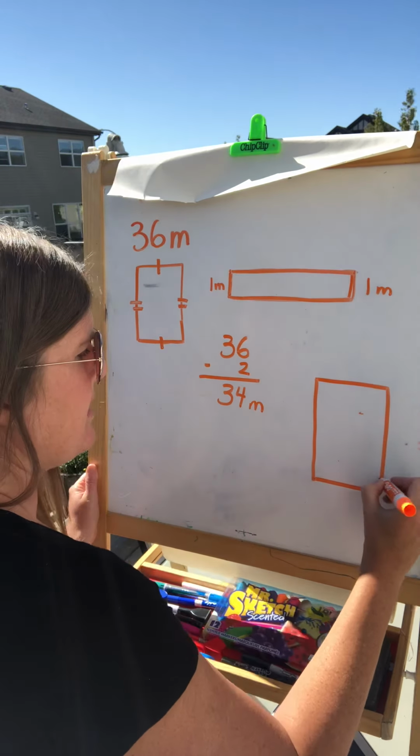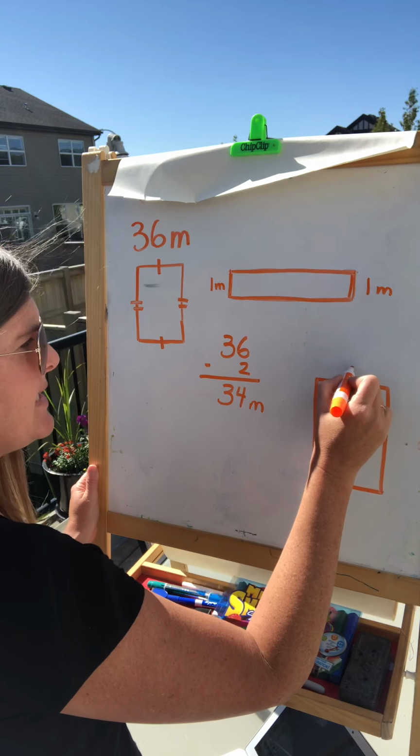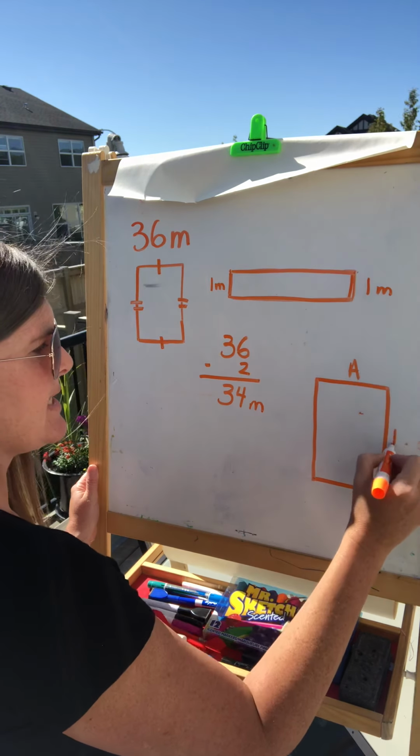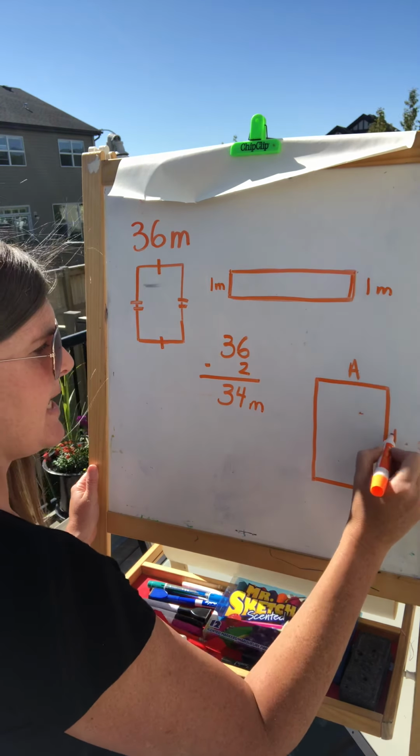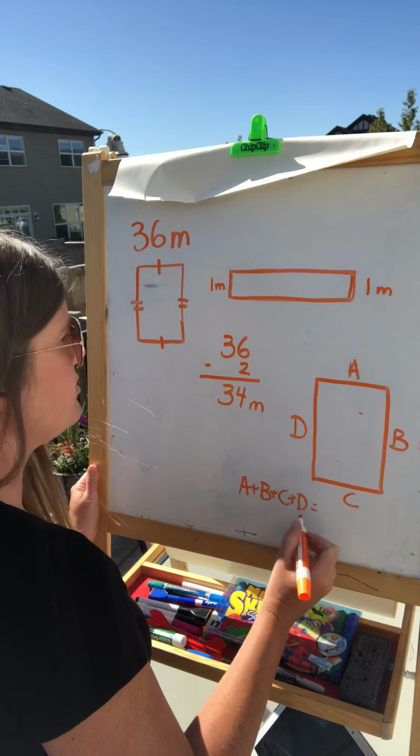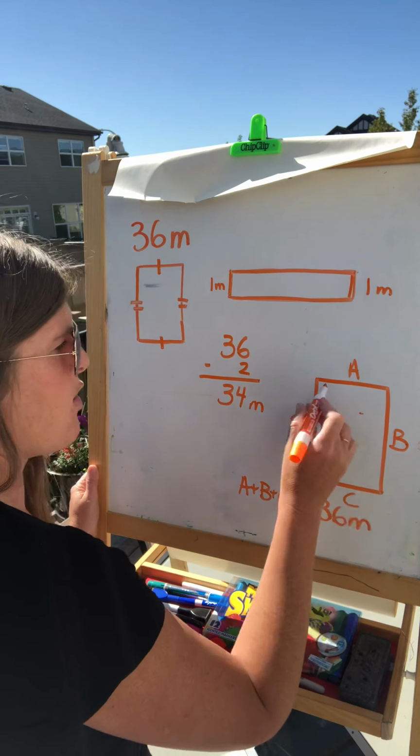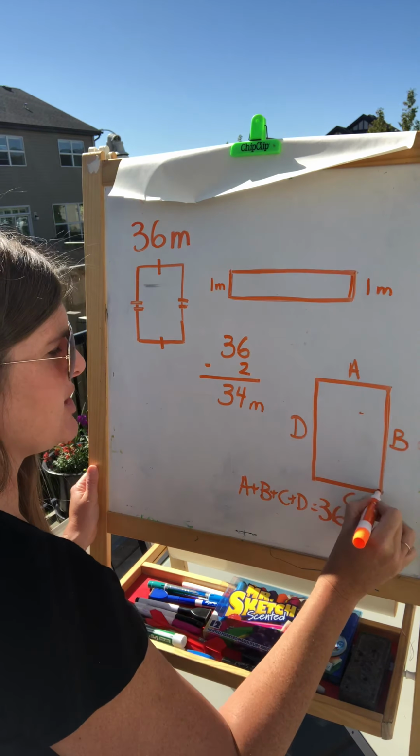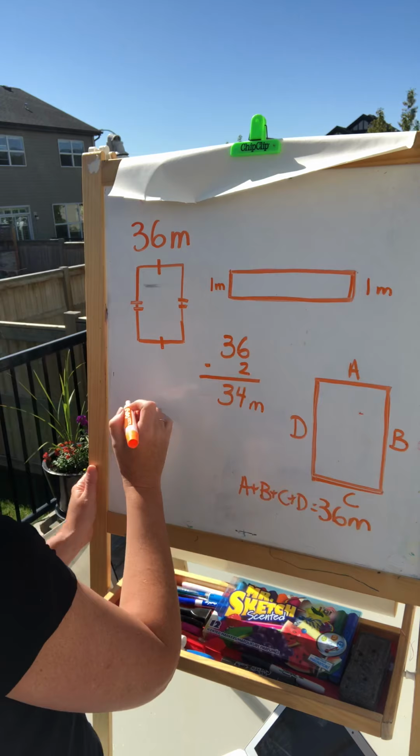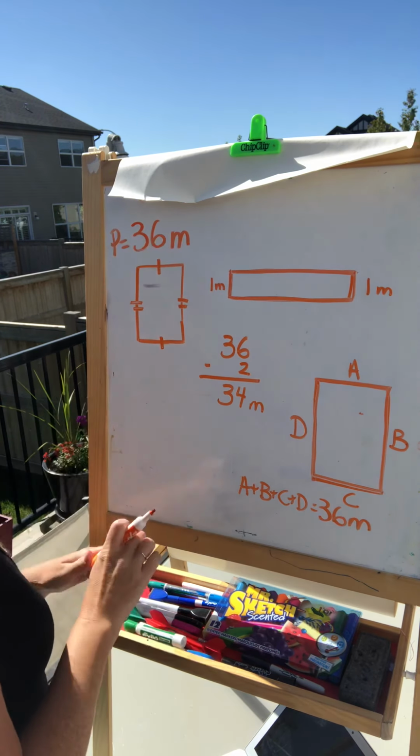width. But what is important is that all of these sides added up, side A plus side B plus side C plus side D, all must total up to 36 meters around the outside of my shape. That's step one. You have the perimeter. You know that perimeter equals 36.